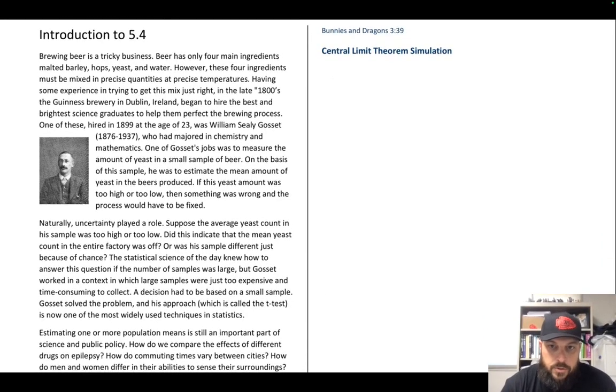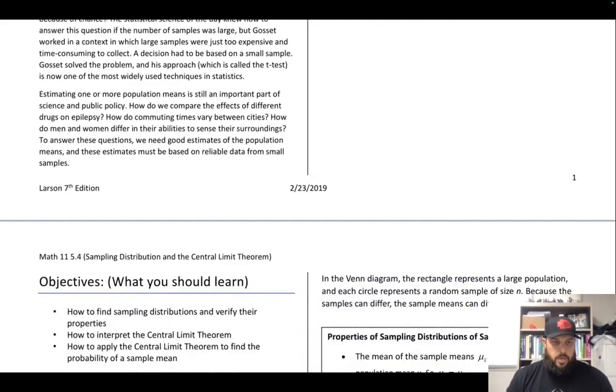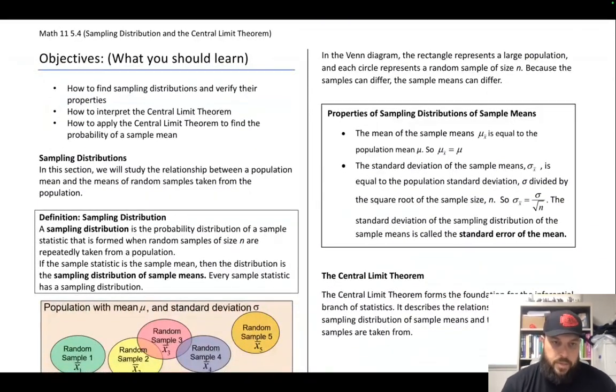All right, so 5.4, again, this idea of central limit theorem. Some interesting background on where this came from, so you can read through this introduction here on your own. We're going to jump into the actual notes itself, though.